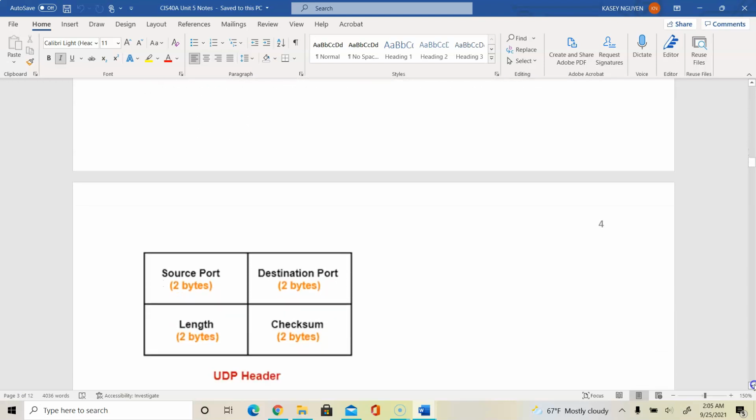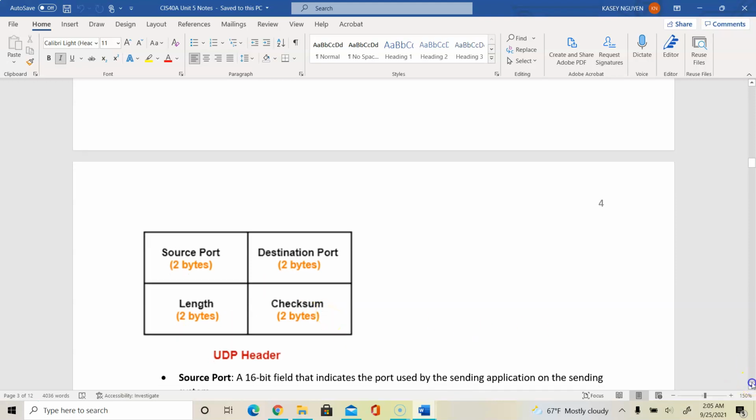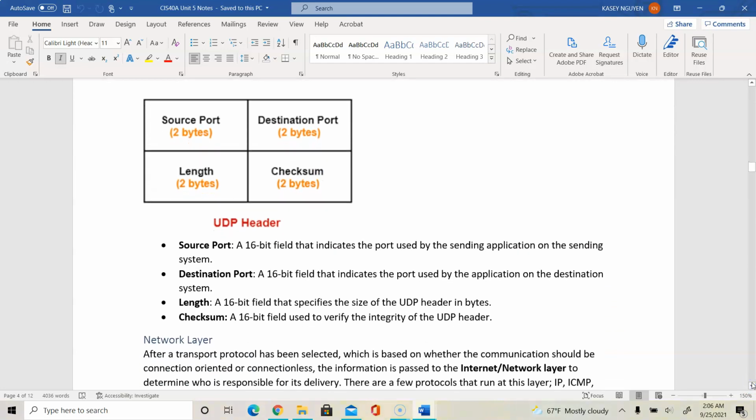So the header for UDP is a lot less, and it is definitely lighter compared to TCP. You would only have 2 bytes for the source port, 2 bytes for the destination port, 2 bytes that contain the length of the actual packet, and then 2 bytes for the checksum. So the checksum is still there to make sure that it arrives, and there is integrity verification, but it doesn't really need some kind of acknowledgement compared to TCP. So the UDP header is a lot smaller compared to TCP.